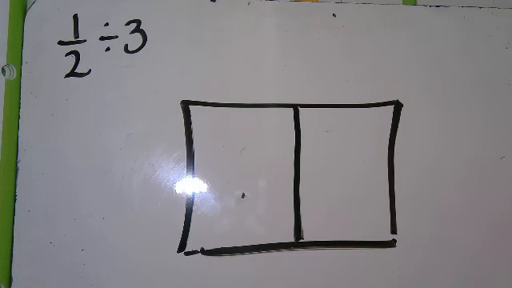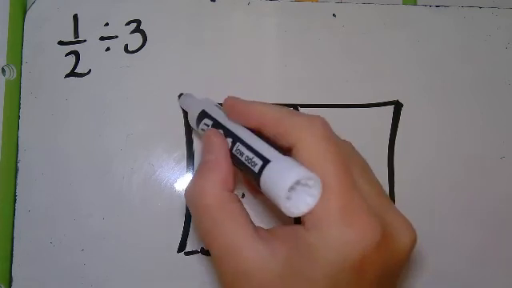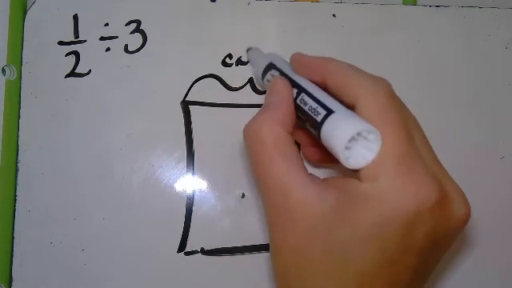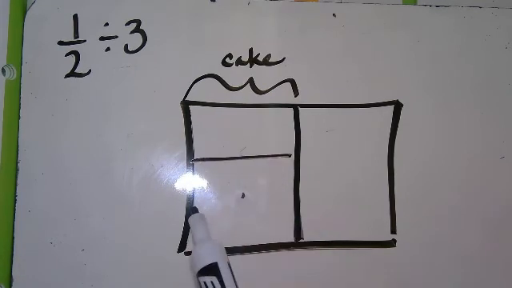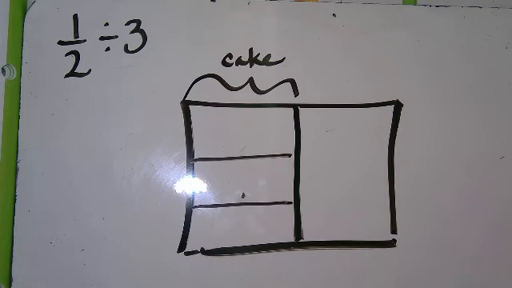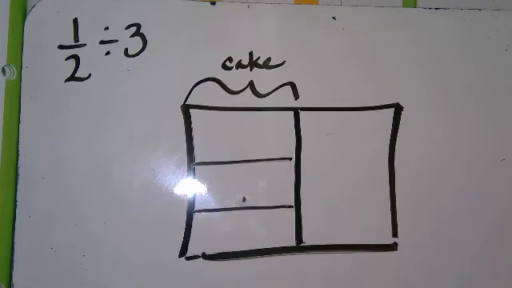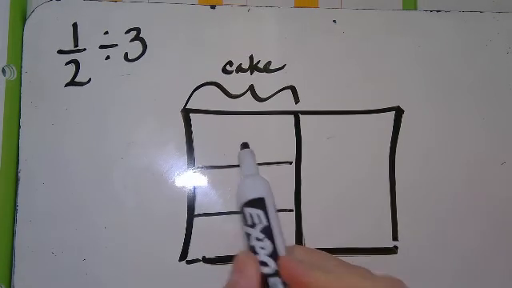And now I want to show that I'm dividing this half. This is the cake. I want to divide that half up into thirds. So I'm going to do this, right? Divide that up into thirds. And then I can see that each person gets 1 of these.